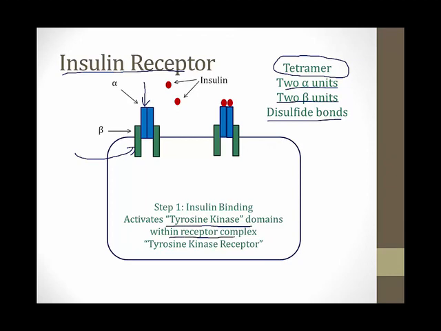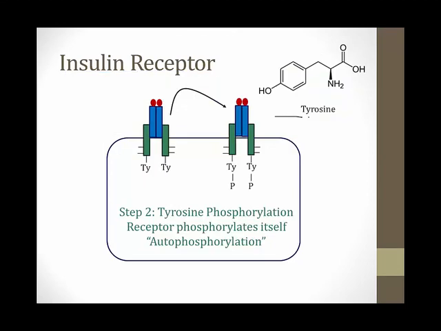We'll talk about what that means in a minute, but what you should know is that the insulin receptor is often referred to as a tyrosine kinase receptor, and that's because it has these tyrosine kinase domains. At the top right side of the screen is the structure of the amino acid tyrosine, and there are many tyrosine molecules that are part of the insulin receptor, as I've shown in this drawing. When insulin binds to the receptor, those tyrosine molecules become phosphorylated by the receptor. The receptor phosphorylates itself, hence this is called autophosphorylation by the tyrosine kinase domains that are part of the receptor.